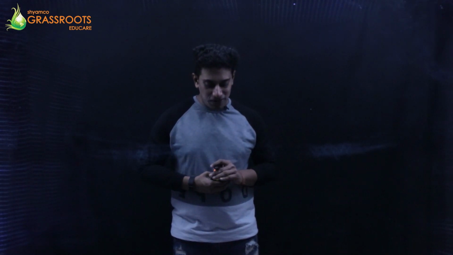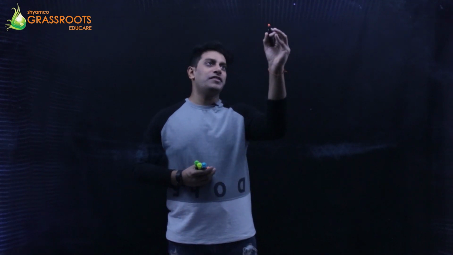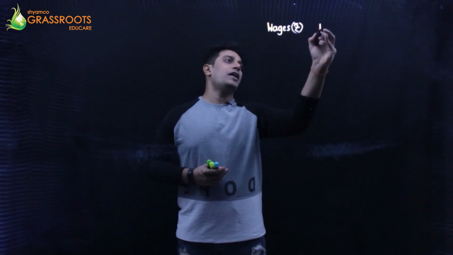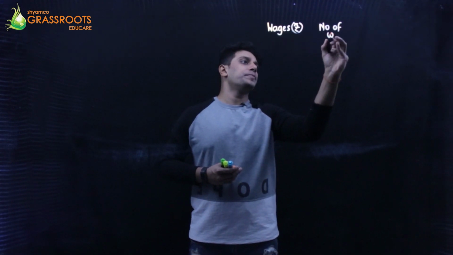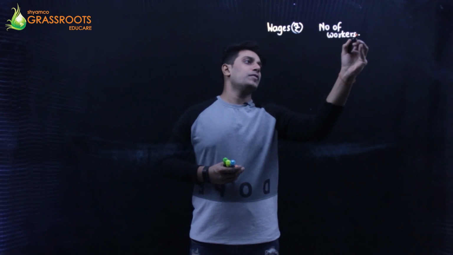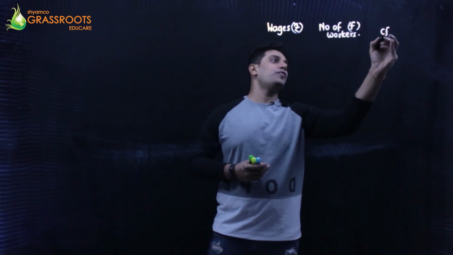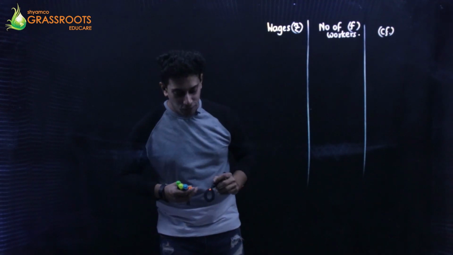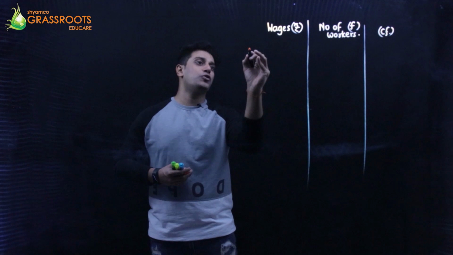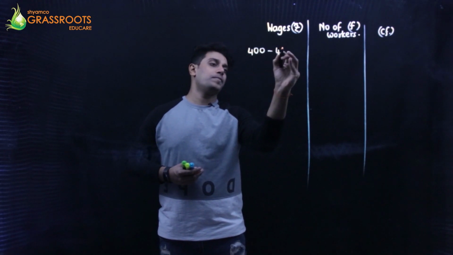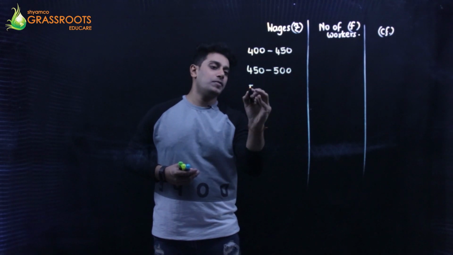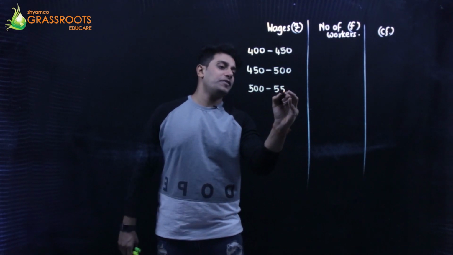We have wages in rupees and we have number of workers. Again, there are totally 80 workers. So wages in rupees and the number of workers, which is going to be F. We also have to find CF. Wages in rupees is 400 to 450, it goes on, 450 to 500, 500 to 550.